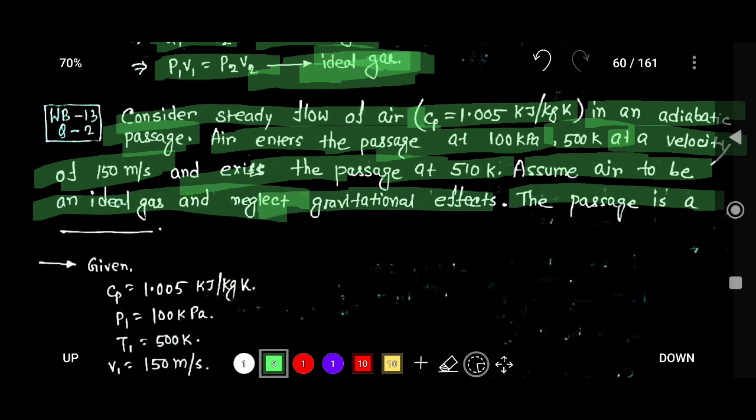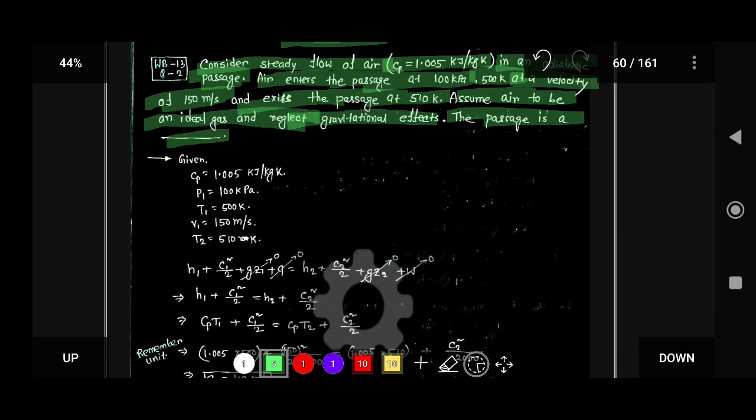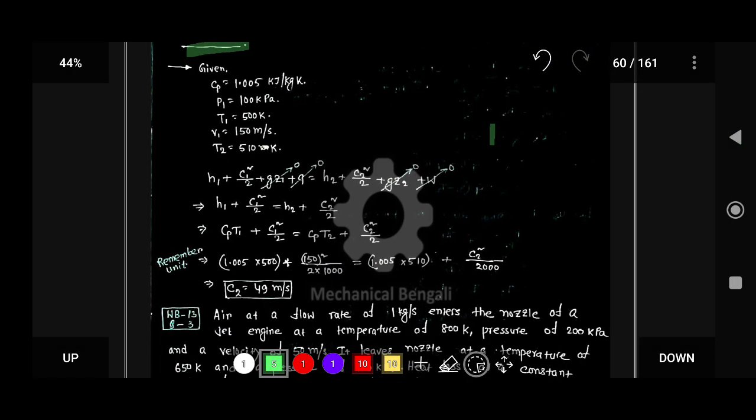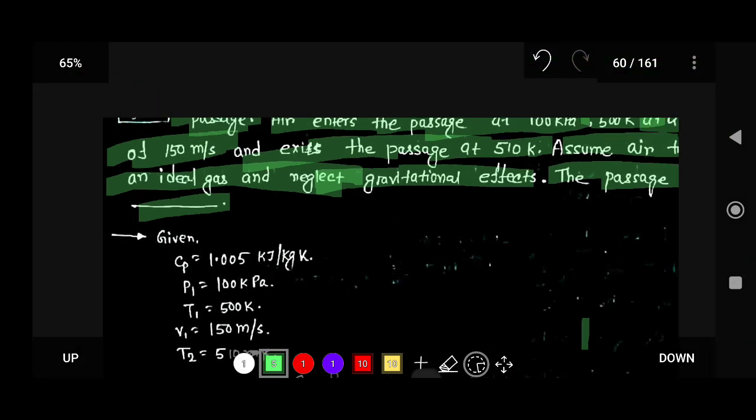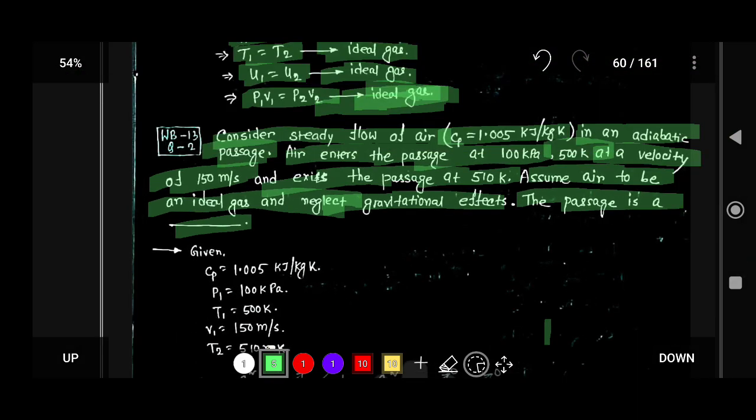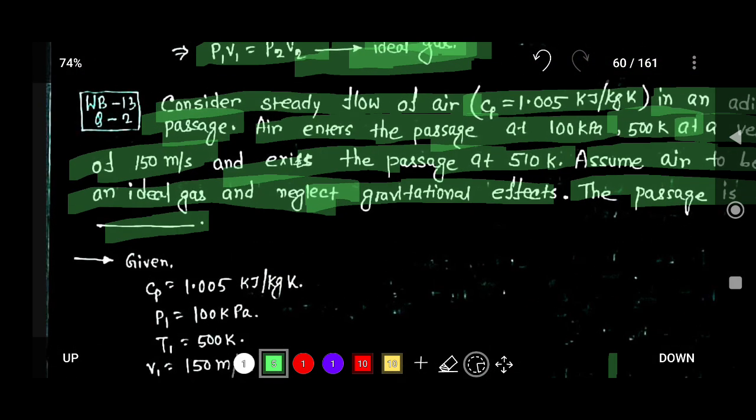The passage is a dash. Basically, you have to find the value of the exit velocity, and you can conclude whether it is a nozzle or diffuser. So first try to understand this.